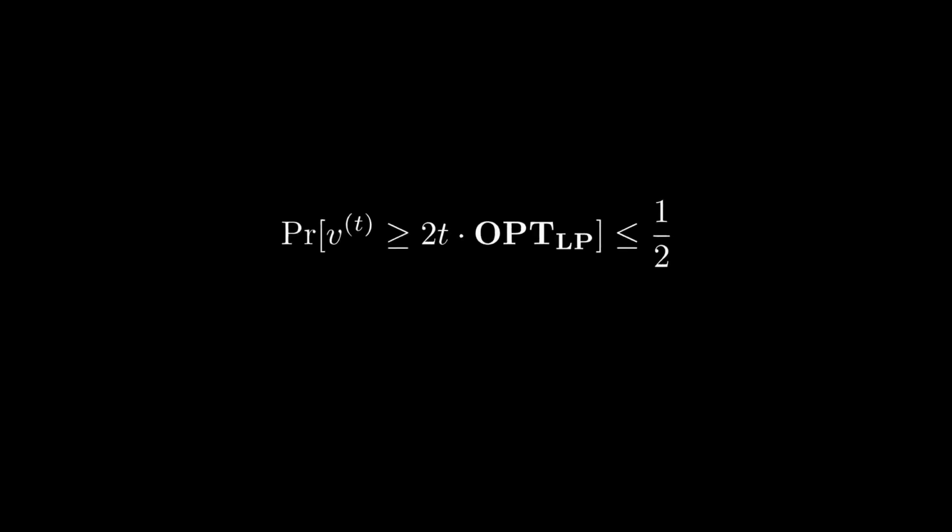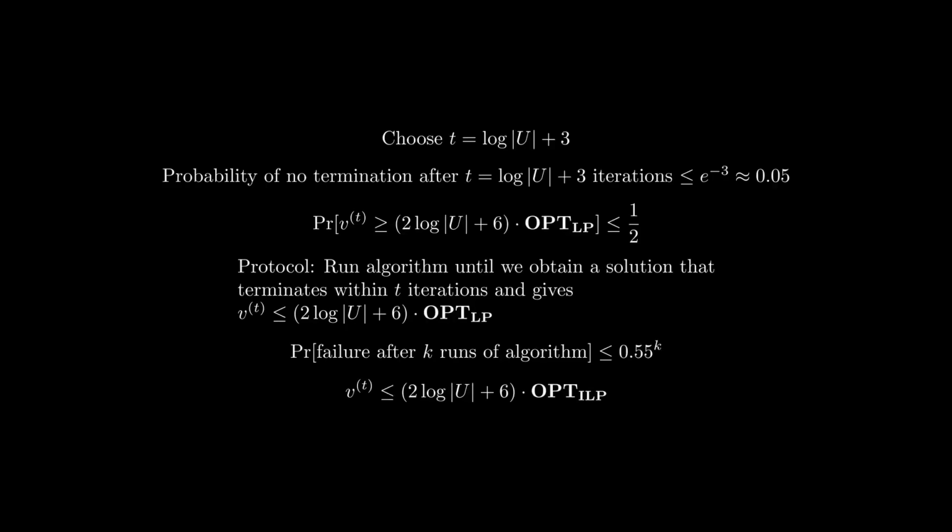By Markov's inequality, this gives us that P of V_t greater than or equal to 2t times opt LP is less than or equal to 1/2. Hence, with probability at least 1/2, we will obtain a solution within 2t times the optimal ILP solution. Consider the following example with L equals 3. After t equals log U plus 3 iterations, we have that the probability that the algorithm does not terminate is e to the negative 3, or approximately 0.05. Furthermore, the probability that the solution has too high a cost is at most 0.5.